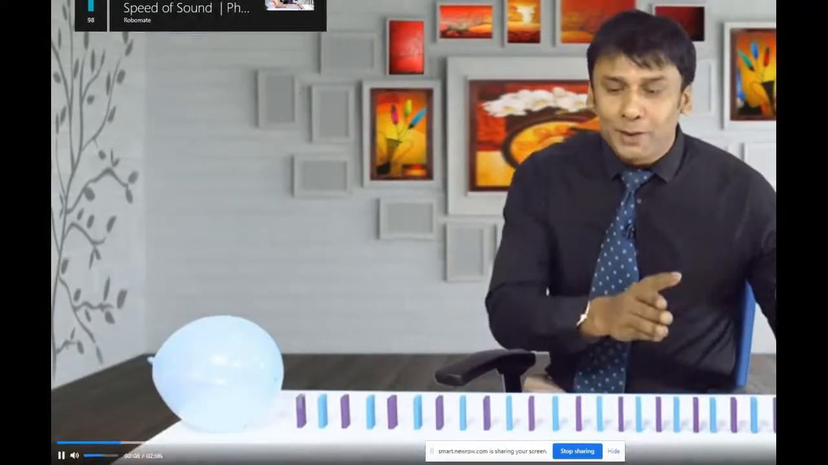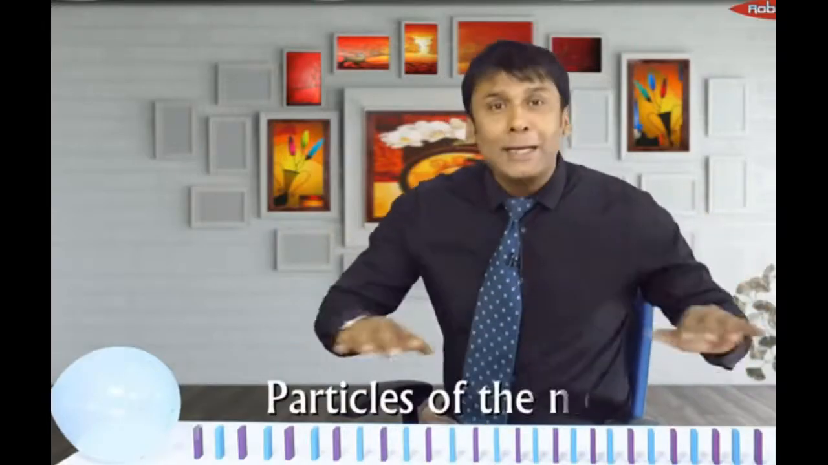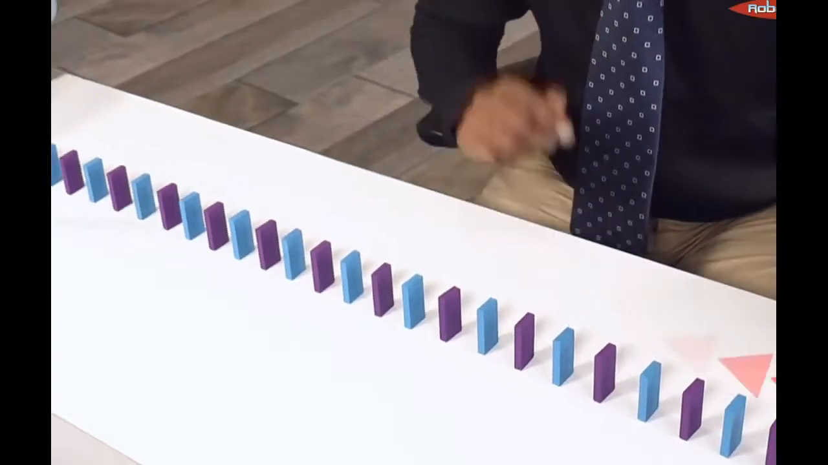Now sound is a disturbance. To prove this, I've arranged these dominoes equidistant from each other, which I will call particles of the medium. And this here is a balloon which is going to act like the eardrum. I'm only going to disturb the first particle, and let us see if the disturbance reaches the eardrum.